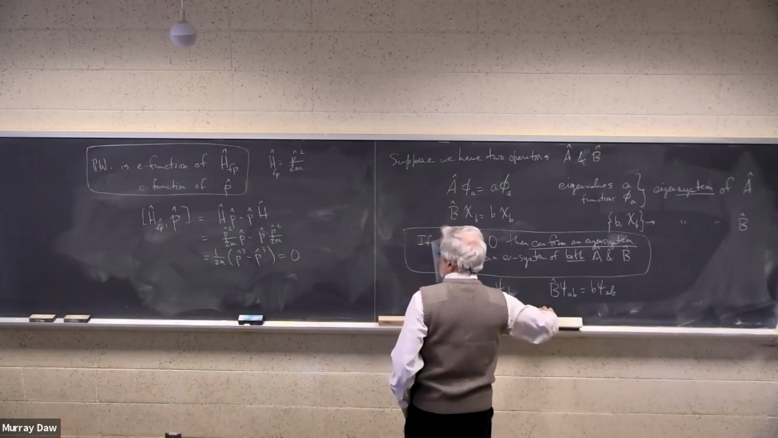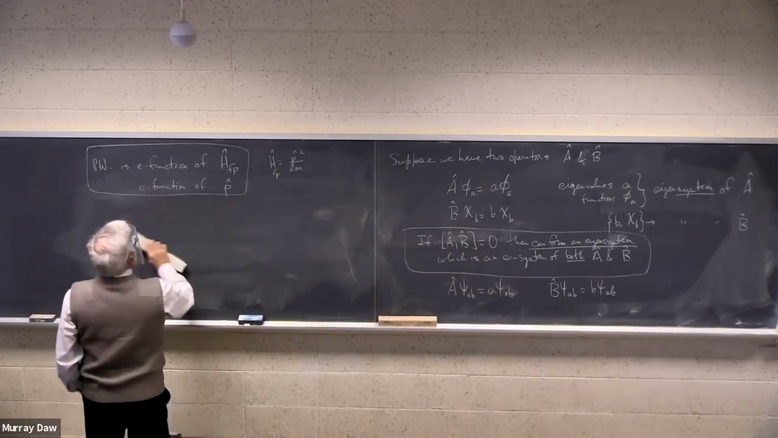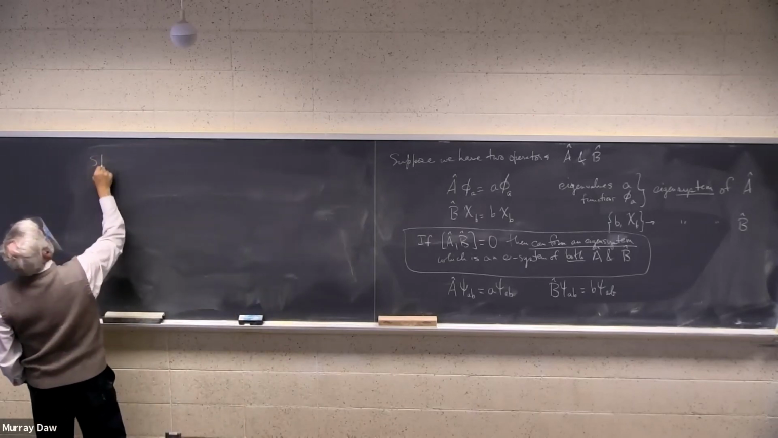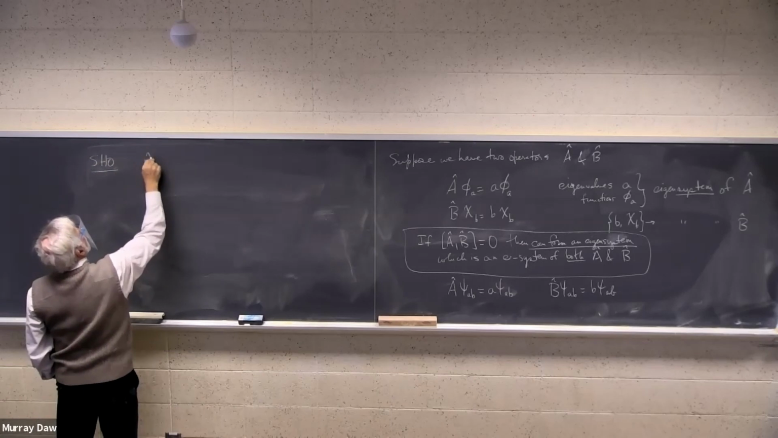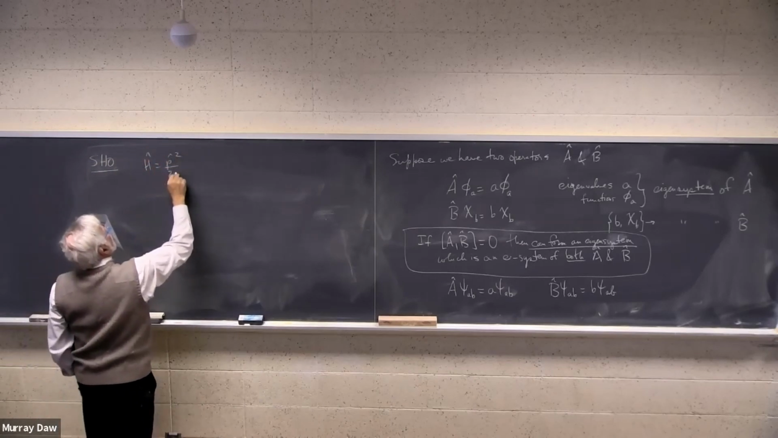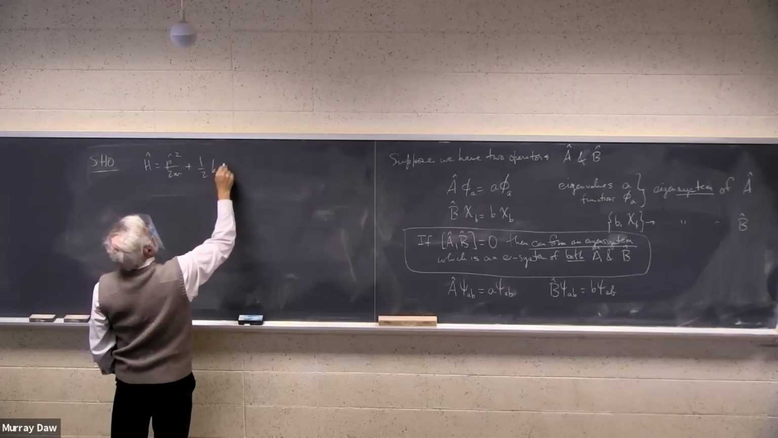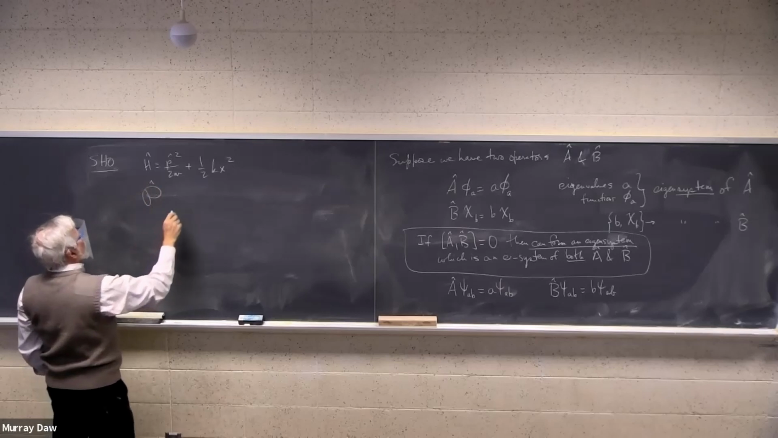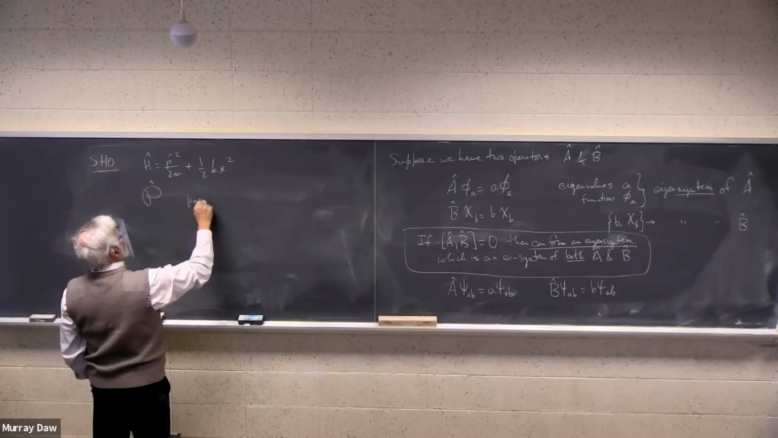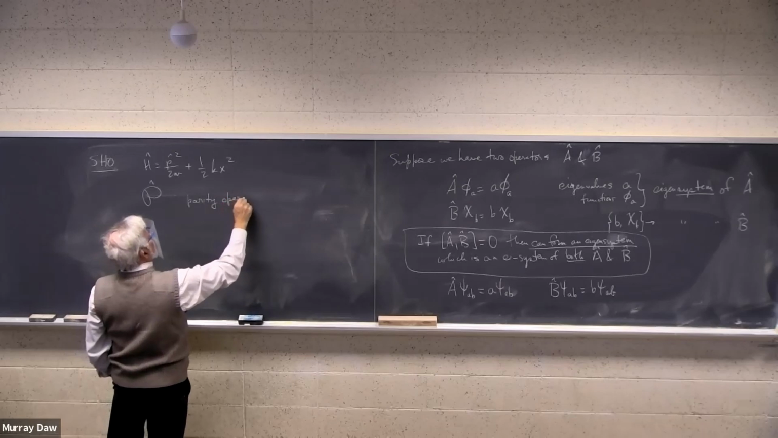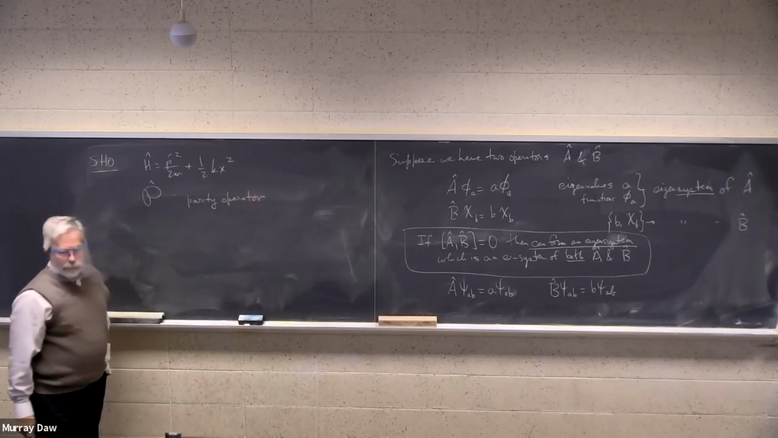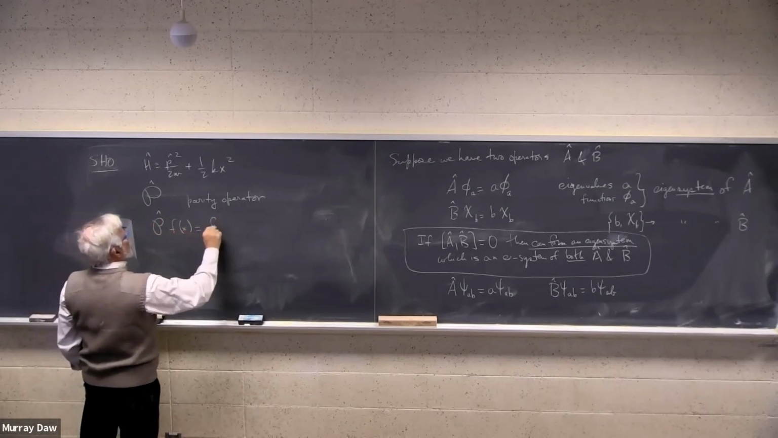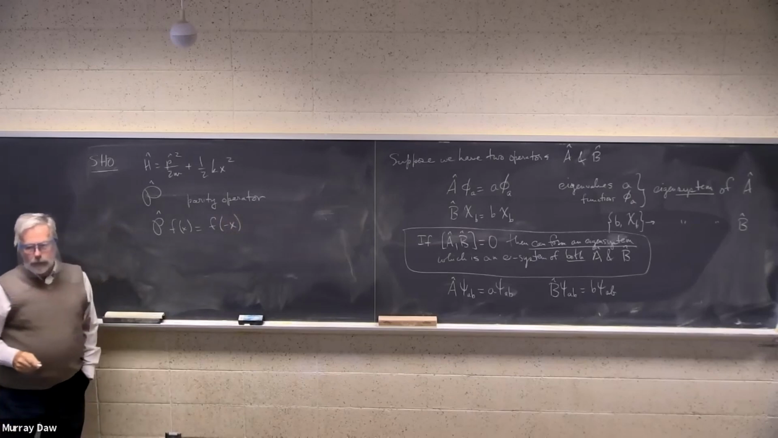For example, let's take an example. Here's another one we haven't done yet. Let's go to the simple harmonic oscillator. I'm going to have an operator, let's call it script P. It's a parity operator. Script P takes a function of x and flips it to the function of the negative of x.